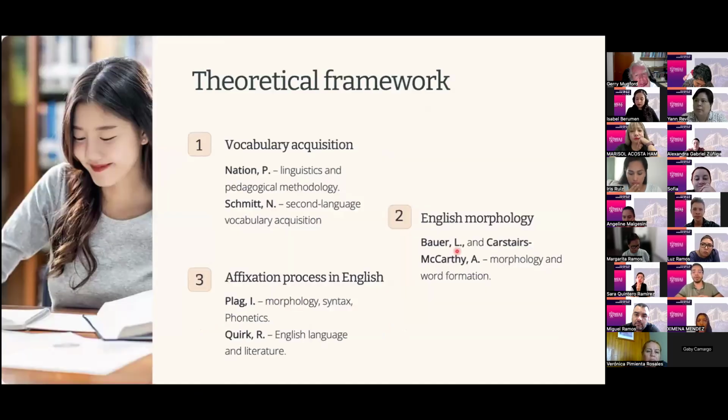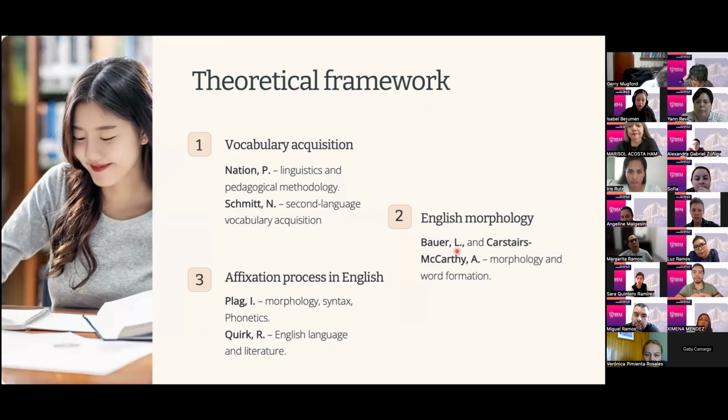Now, my theoretical framework is divided in 3 sections. The first one is about vocabulary acquisition. Number 2, English morphology, and 3, affixation process in English. So first of all, the researchers and writers that I have over here, which are Nation, Schmidt, Bauer, McCarthy, Plag, and Quirk, they're all linguists, but they focus on different things.